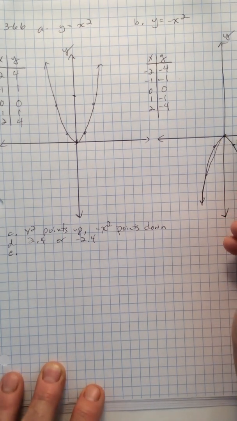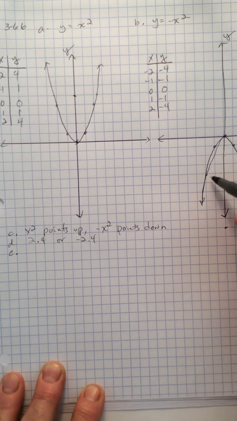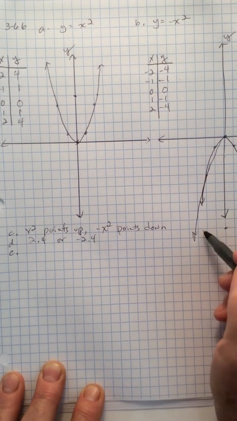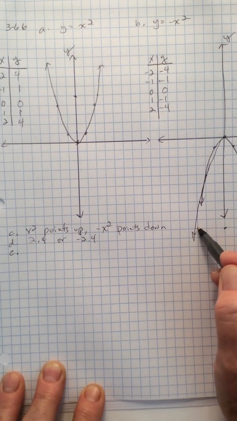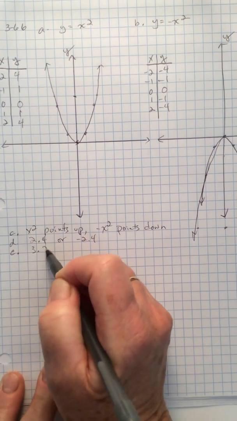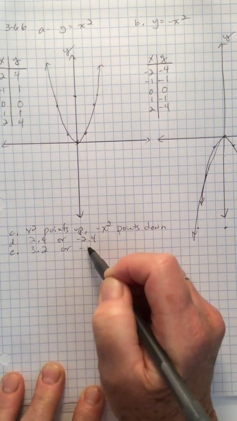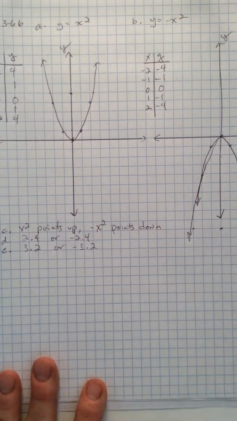And then question E says, for the graph of -x squared, estimate the x values corresponding to y equals -10. 1, 2, 3, 4, 5, 6, 7, 8, 9, 10. So if this keeps going, you're going to end up with a little bit more than +3 and a little bit more than -3. So I would say 3.2 or -3.2. And those are approximate values.